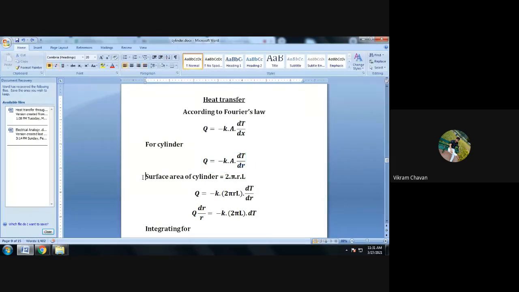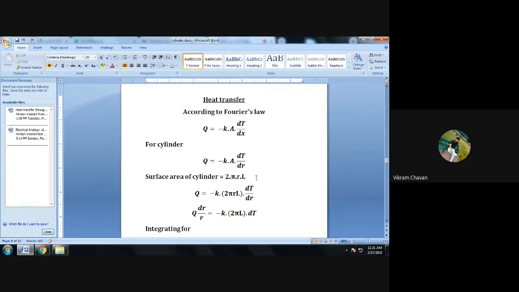Now, for the cylinder, surface area can be calculated by using the equation 2 pi r multiplied by L, where r is the radius and L is the length of the cylinder. You can write the surface area of the cylinder is equal to 2 pi RL, or pi DL also.